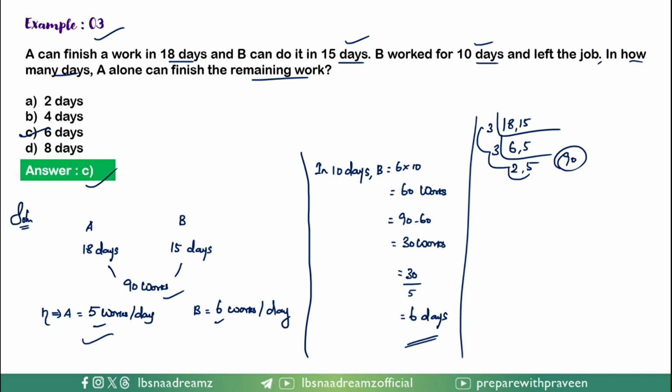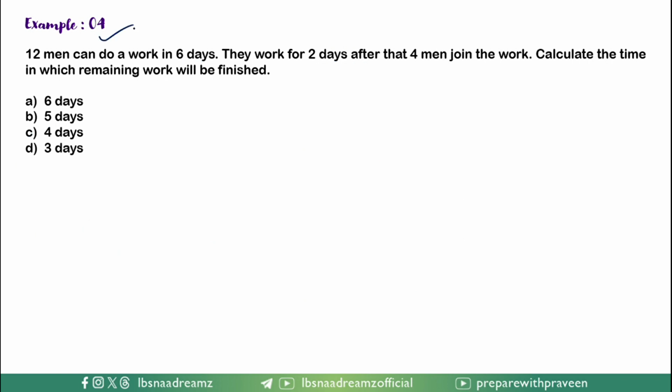Example 4. 12 men can do a work in 6 days. They work for 2 days. After that, 4 men join the work. Calculate the time in which the remaining work will be finished.